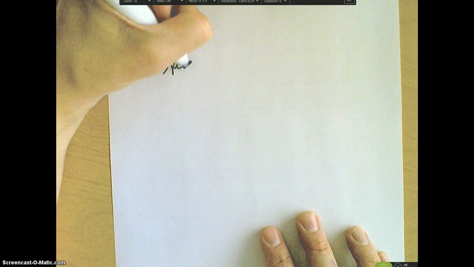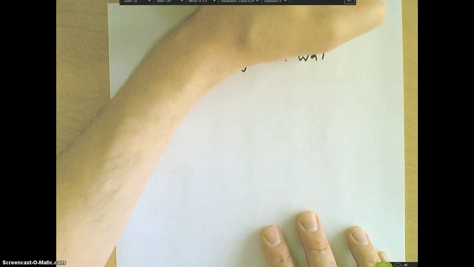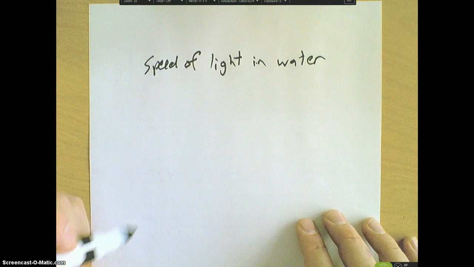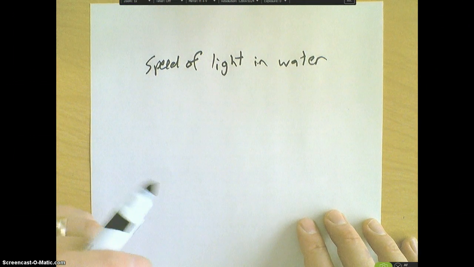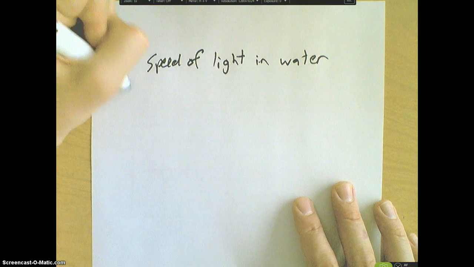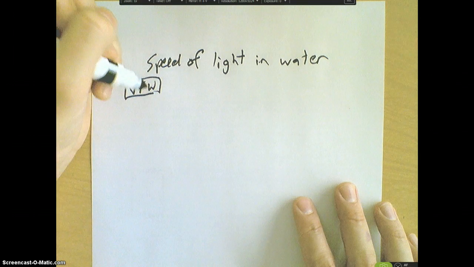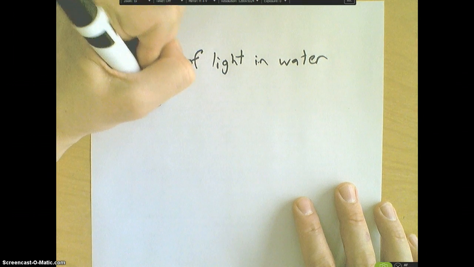Now, at the bottom of the front of your graphic organizer, it asks you to calculate various speeds. Like, what is the speed of light in water? So, Mr. Parker, I have no idea how to do that. Oh, if only there was a method that I taught you. Oh, wait, VFW. Okay, what do we do? Variables. List out our variables.